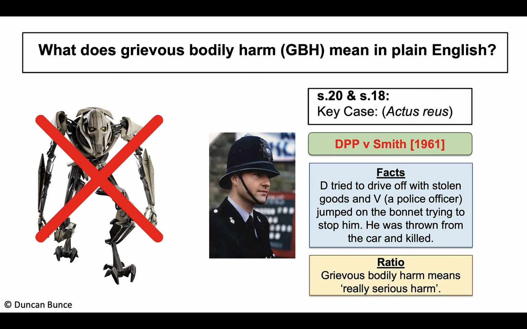It is a useful case here, again sharing Section 20 and Section 18. DPP, Director of Public Prosecutions, and Smith. Defendant tried to drive off with stolen goods, and the victim, in this case a police officer, jumped on top of the bonnet trying to stop them, but was thrown from the vehicle and killed. And the court at the time said that GBH means really serious harm. Truth is, I think, since the case of Saunders a little later on, that the courts have sort of disposed of the word really, and it's just now left for us to understand it as serious harm.